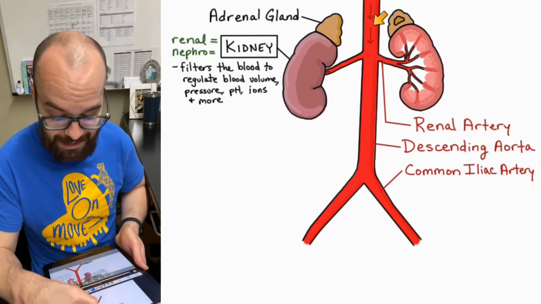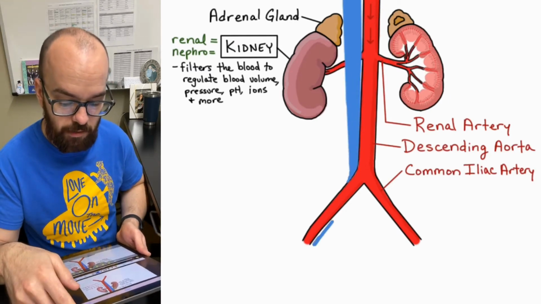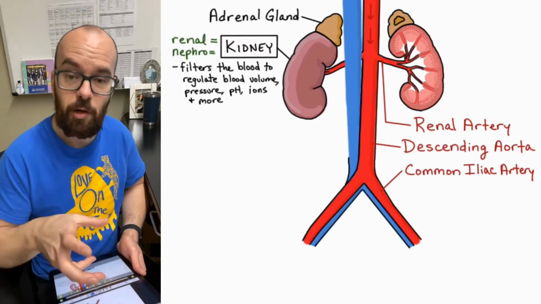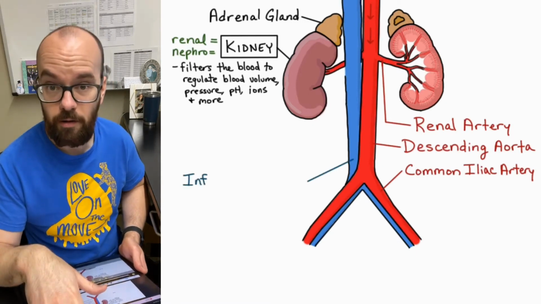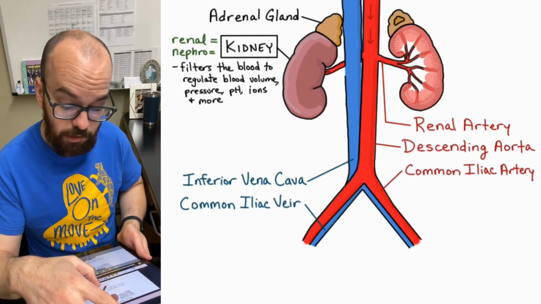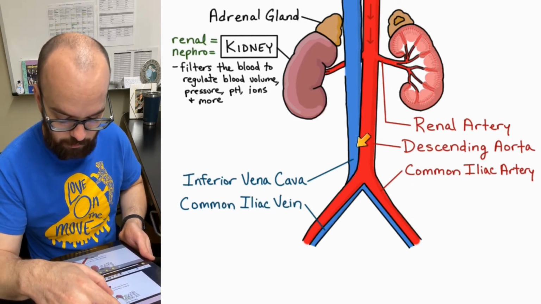Now we have blood coming into the kidneys, so we have to have blood coming out of the kidneys. So I'm going to draw in some veins here. The main vein that we have here is the inferior vena cava, which is going to bring blood back up to the heart so it can get pumped to the lungs and so forth. We have the common iliac vein, which are these two branches at the bottom that go into either of the two legs. And so those are going to be bringing blood up to the inferior vena cava.